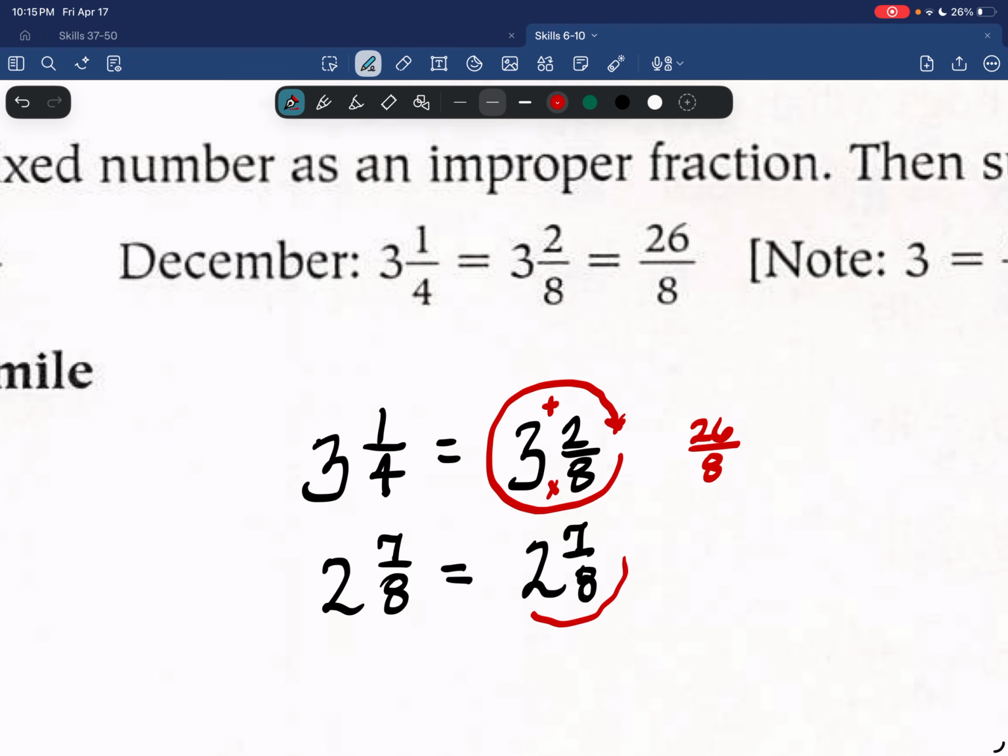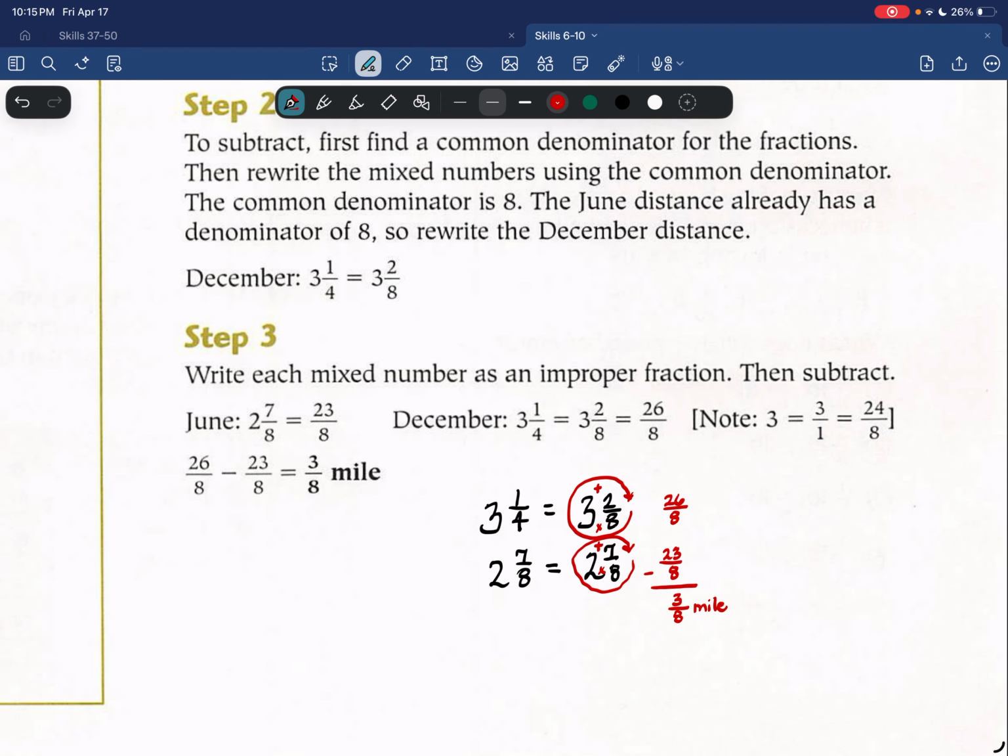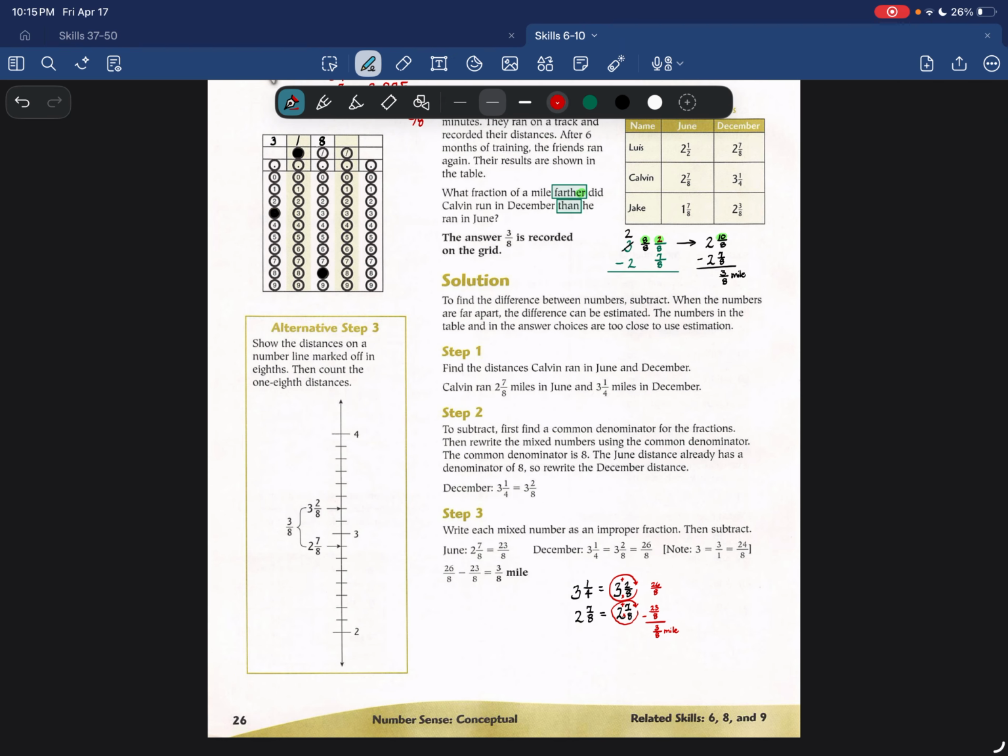And then you make this one mad. 8 times 2 is 16, plus 7. 16 plus 7 is what, 23 over 8. And then you can subtract. You keep the 8 on the bottom. 26 minus 23 is 3. So that will also give you 3/8 of a mile. That is another way you can do this problem.